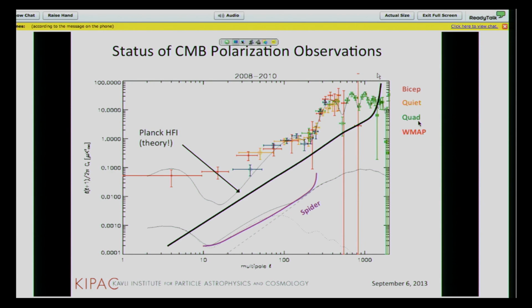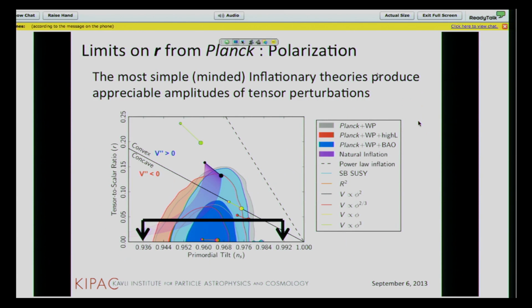But the point being that the next generation of experiments, those like Spider and Keck and CLASS and the other experiments that I've outlined, have the raw sensitivity to really push down and directly probe the B-mode power on scales where it peaks at around a degree, rather than relying solely on the reionization bump.